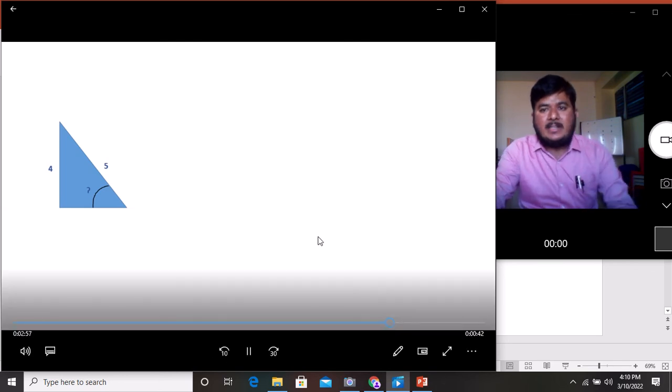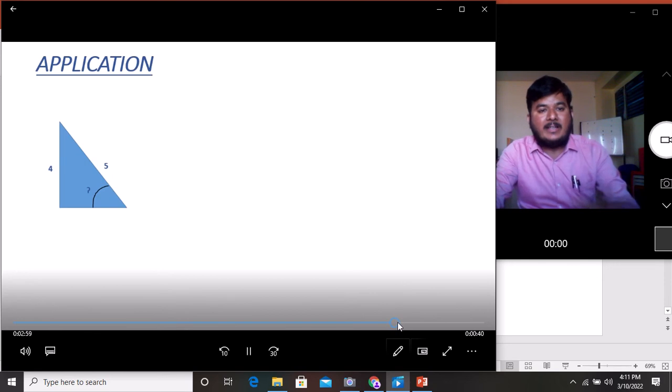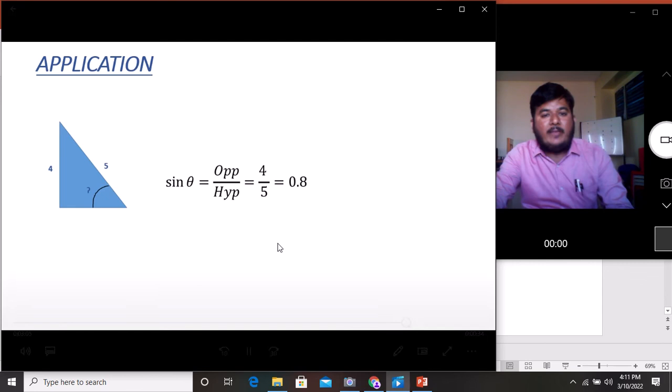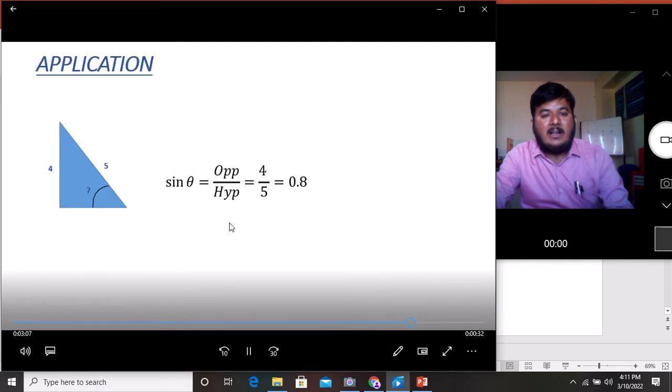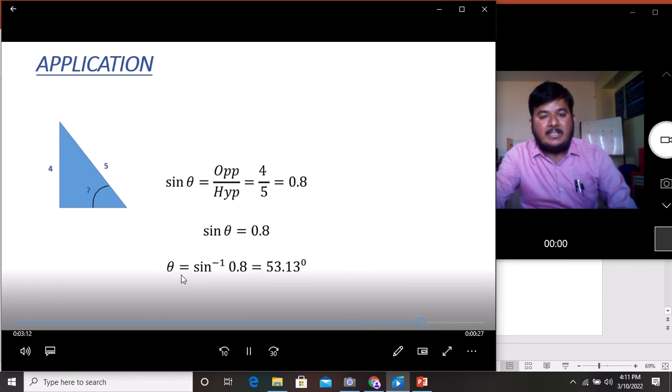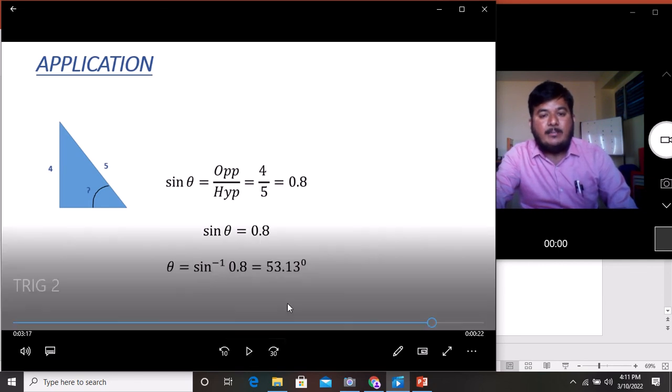If you apply sin theta to this problem, it will give opposite by hypotenuse. The opposite is 4 and the hypotenuse is 5, so the ratio will be 0.8. Sin theta is equal to 0.8 now. You need to find theta. Theta is equal to sin inverse of 0.8, and you will get 53.13. 53.13 will be the angle.